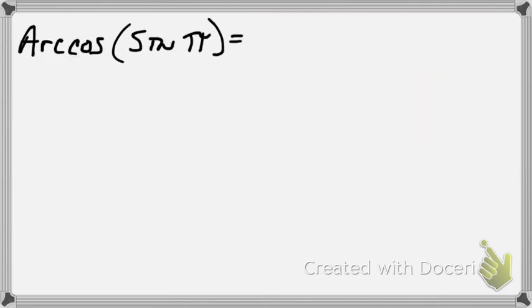Arc cosine of the sine of pi. Sine of pi is 0. What angle has a cosine of 0? Pi over 2. We're going to do a couple more like this, and then we're going to move on to ones that you can't do on the unit circle.